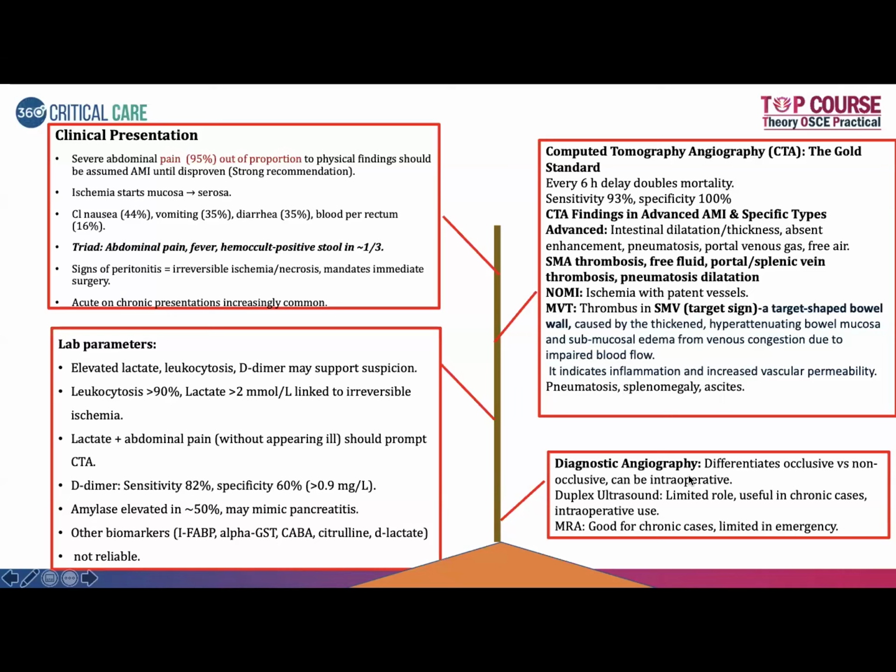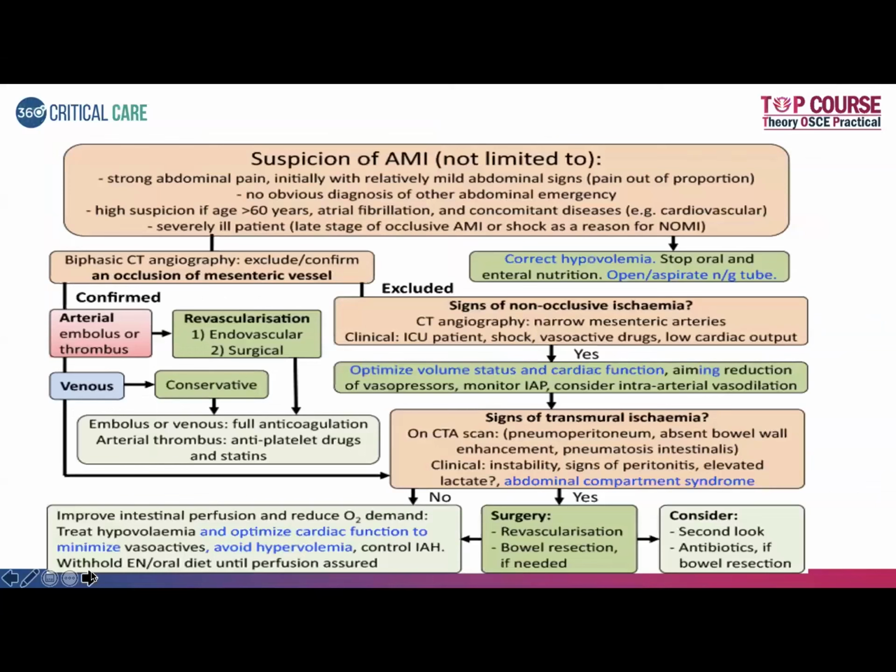Diagnostic angiography differentiates between occlusive and non-occlusive. Duplex ultrasound has a limited role. MRI has a limited role in the emergency setting. Mainly, management differs in all these three conditions. For arterial thrombosis and embolism, it's almost the same. Non-occlusive mesenteric ischemia and venous, it differs.